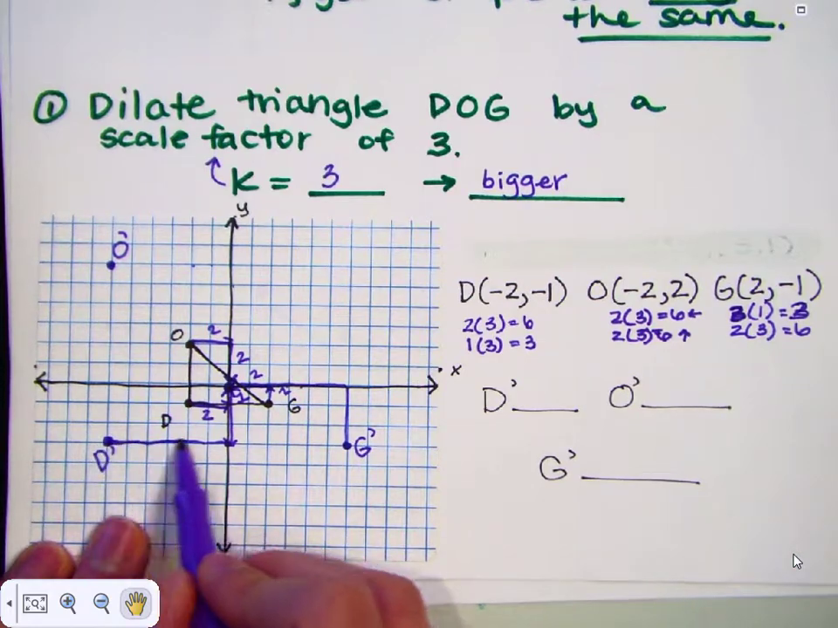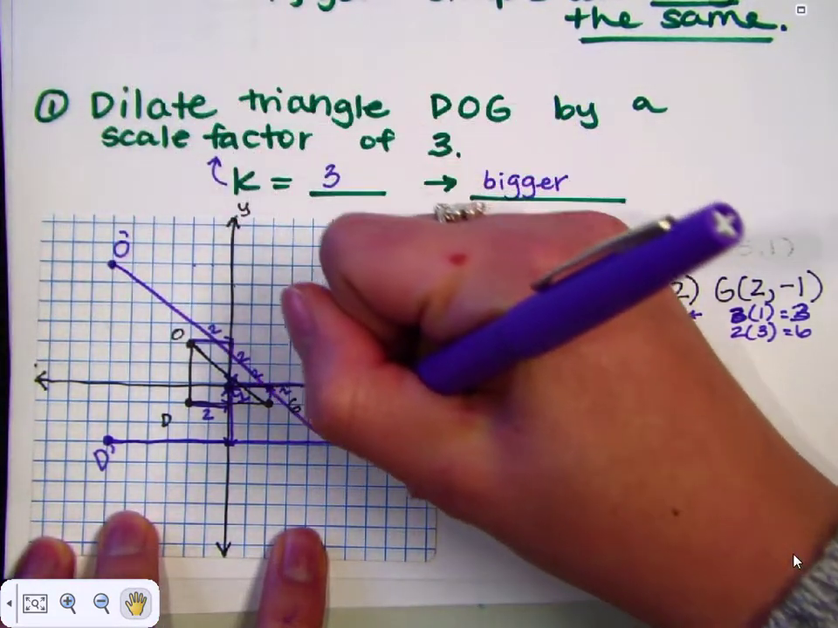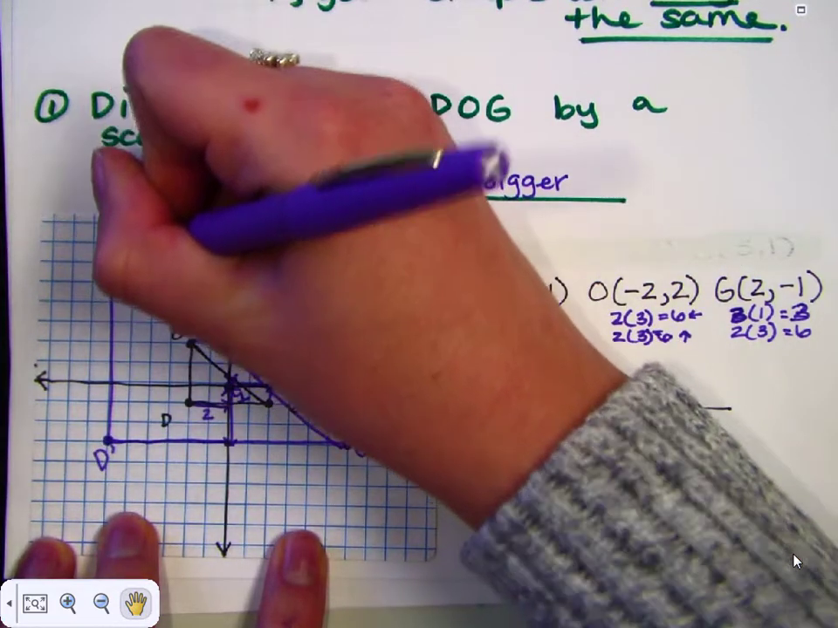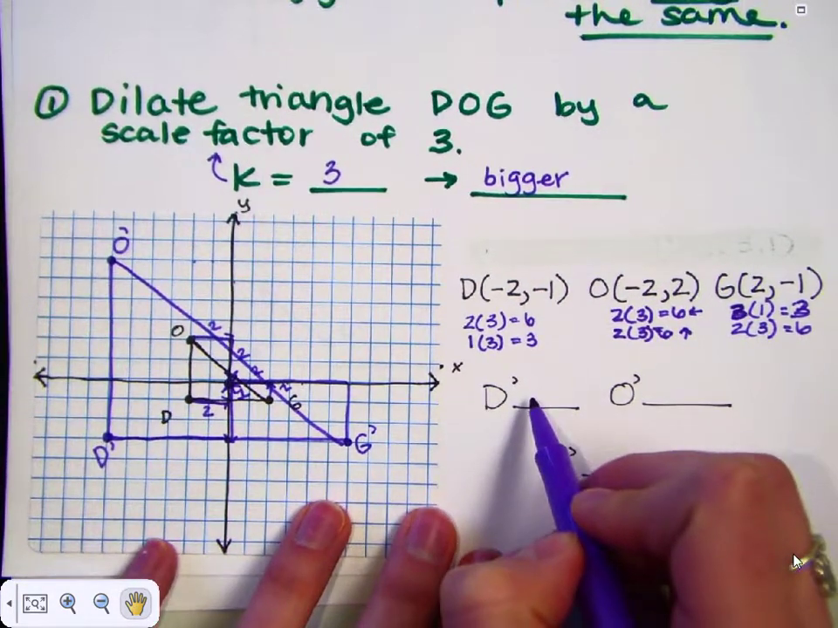So if I connect D, O, G, notice my triangle is indeed bigger. I dilated it bigger, it got bigger. So let's just list the points here.